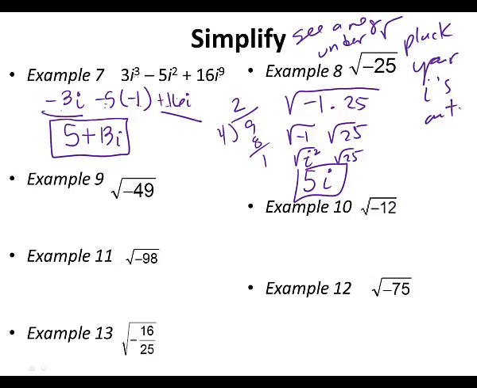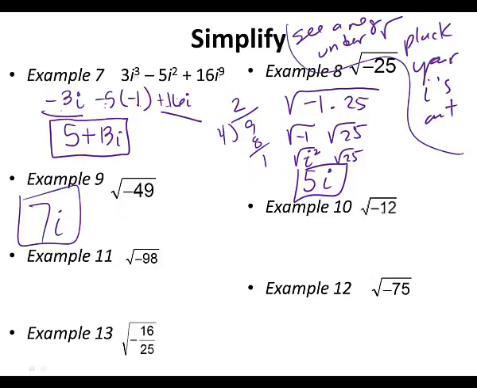Okay, so let's take the shortcut on the next one. All right. So when I see a negative under a radical, what did we just say? It sounds weird. Let's say pluck your eyes out. What's the square root of 49? 7. Done. Nice shortcut, right?